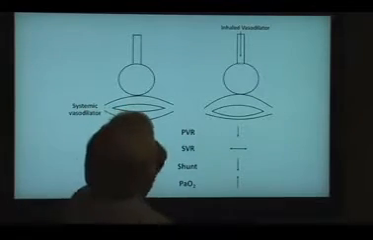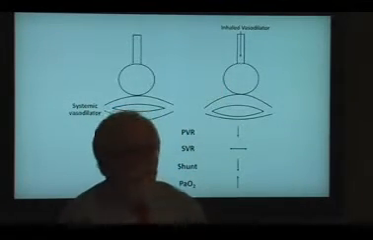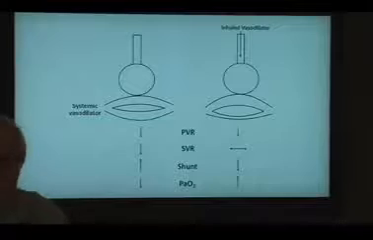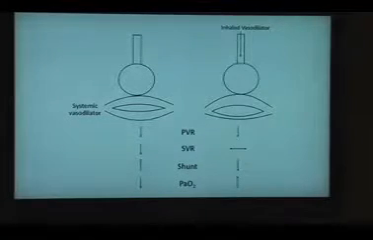Now what if we administer the vasodilator by inhalation? So inhaled nitric oxide, inhaled prostacyclin.